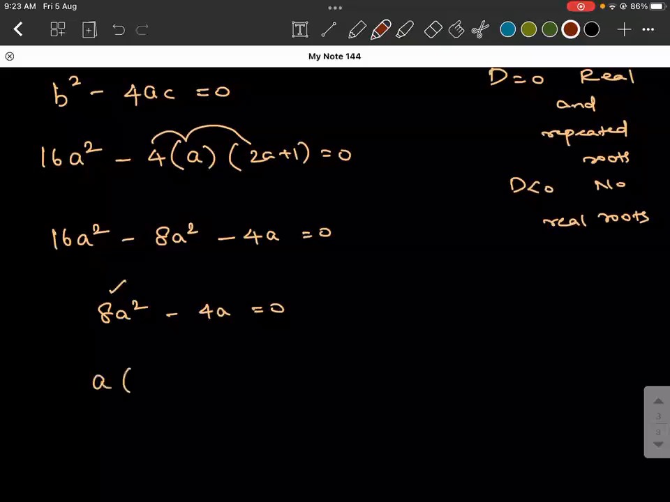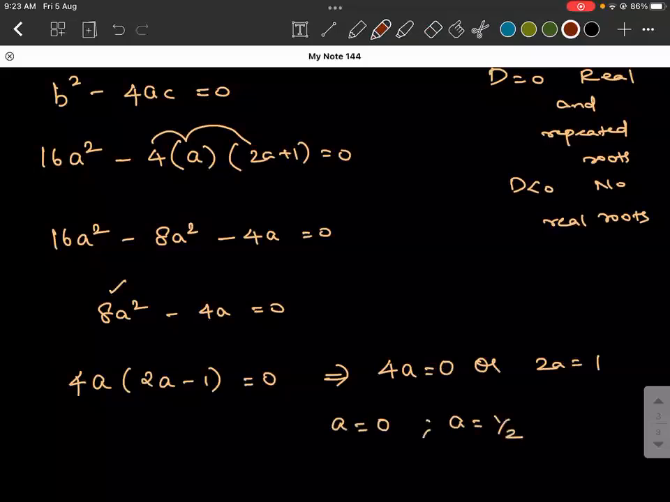So what is common in both? I can take 4a common. 4a into 2a minus 1 is equal to 0, which implies 4a is equal to 0 or 2a is equal to 1. So a will be 0 or a is equal to half. So what is the option?